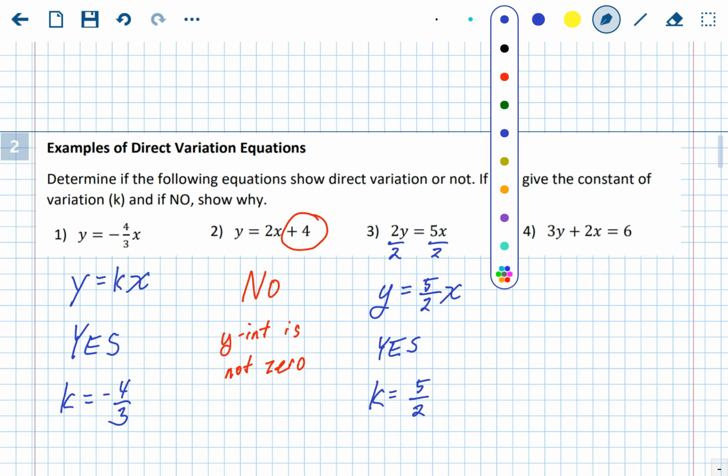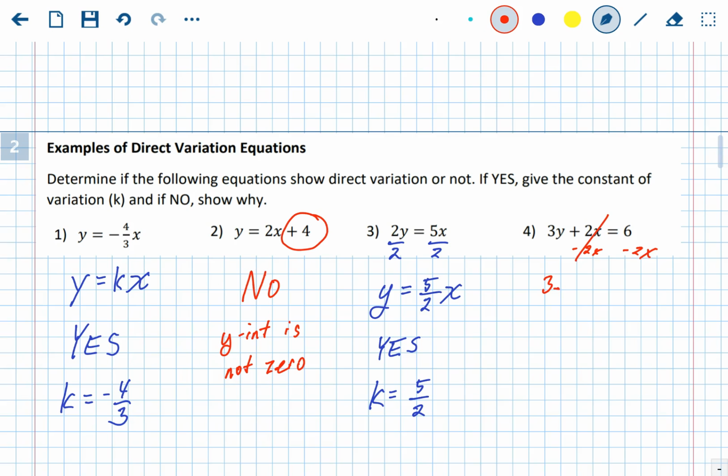All right, and the last one, it's not in the form. Can we make it into the form? Maybe. We'll have to try. We'll have to get y by itself. So if you get y by itself, you'll have to subtract 2x over. 3y equals negative 2x plus 6.